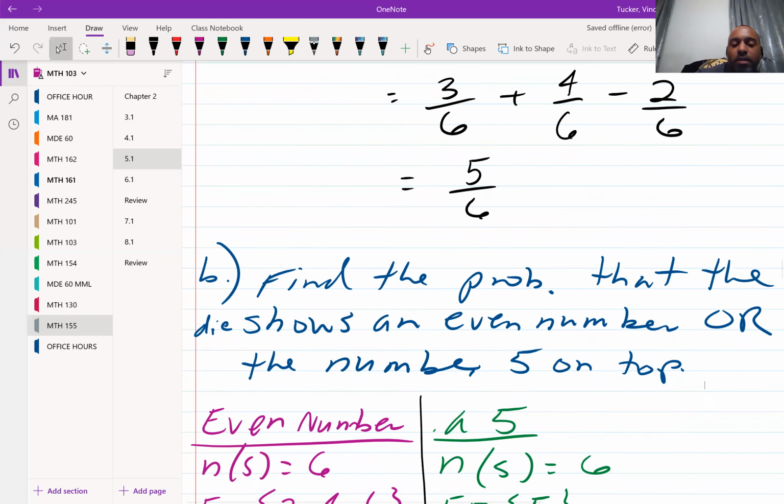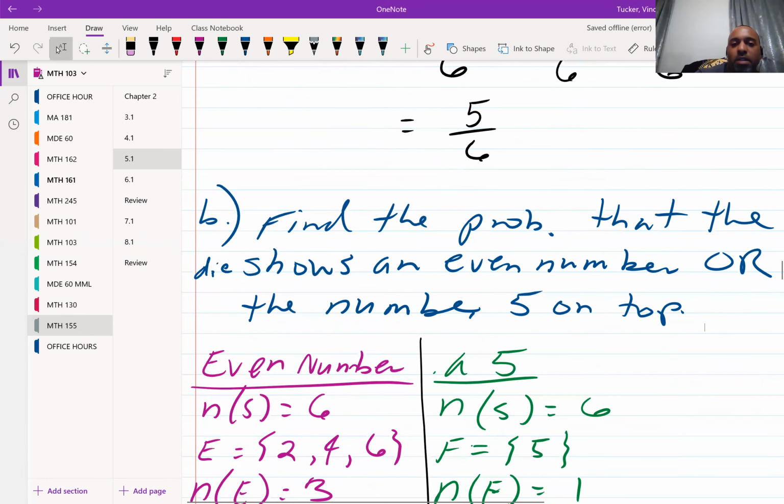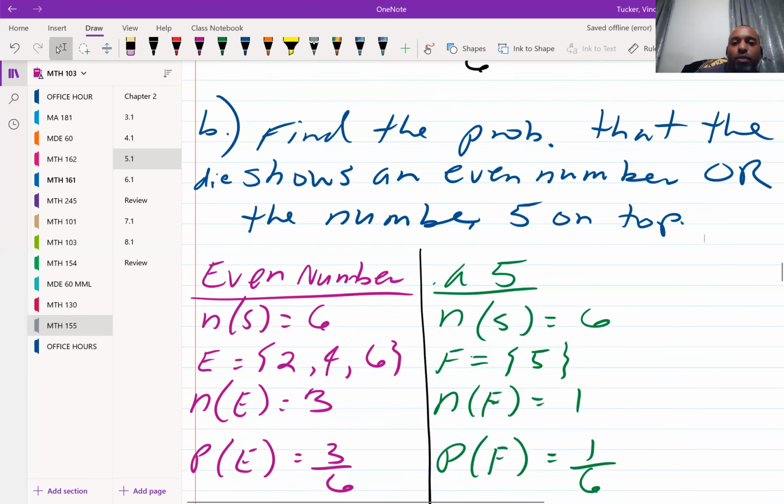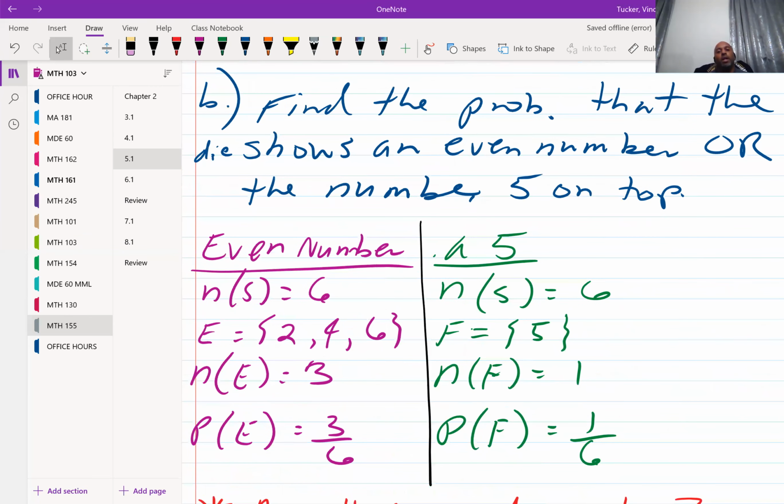Everybody done with the black? All right. So this time we're looking for an even number or the number 5. So we know 5 is not even, so 5 wouldn't be included in that first category. So we talk about even numbers, which is 2, 4, and 6. So that gives us a probability of 3/6. And then just rolling the number 5, it's only one number that fits that category, and that'll be 1/6.